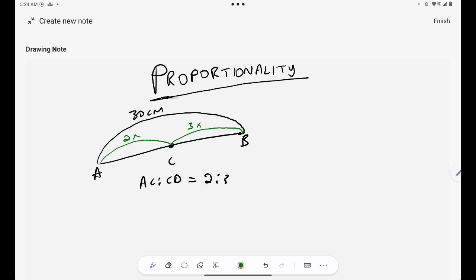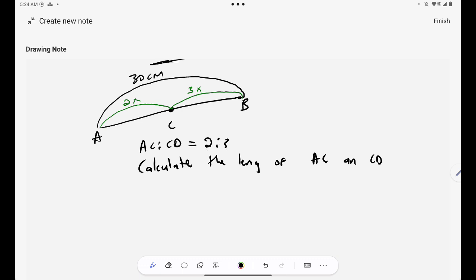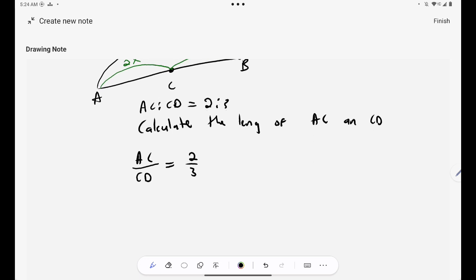And then maybe the question said, since you are given this, calculate the length of AC and CB. Okay, for me to calculate the length of AC and CB, I must know the value of x. How can I do so? I was told that AC over CB is equal to 2/3 together.